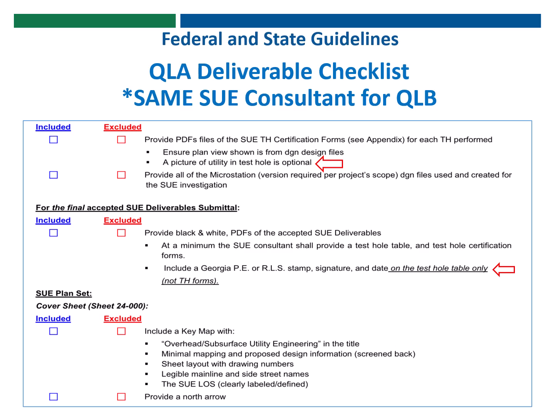As of right now, pictures are optional on your test hole forms. Later on, we'll discuss the standardized test hole forms that we are currently working on, and whenever those become mandatory to use, which will be in October 2025, those will require a photo of the test holes. So for the final accepted SUE deliverable submittal, you will need to include your Georgia PE or RLS stamp signature on the test hole table only, not the test hole forms.